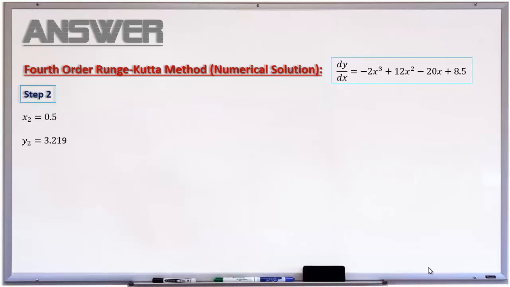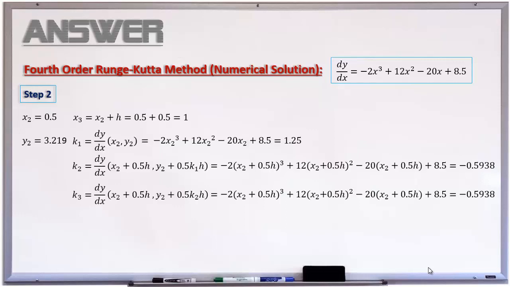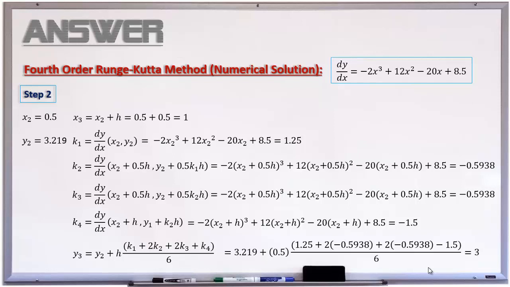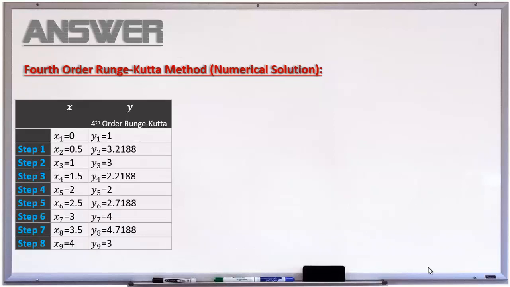We start with x2, y2. We get x3 in the same manner as before. Now we calculate k1, and we get k2, k3, and k4. And then we calculate y3 from the same relation. And in this case, y3 equals 3. Now, this is the solution of the problem.